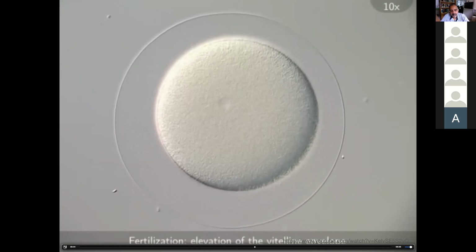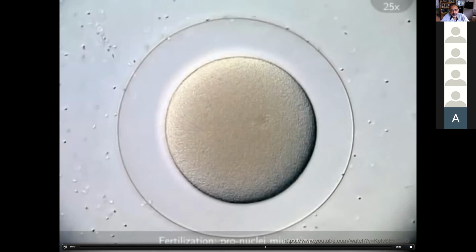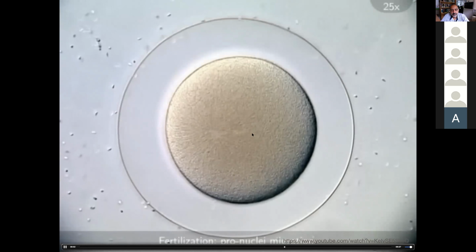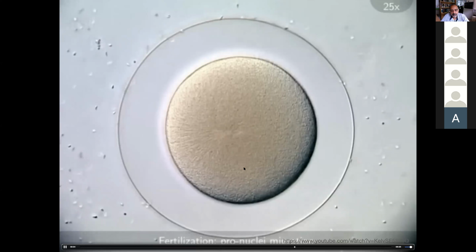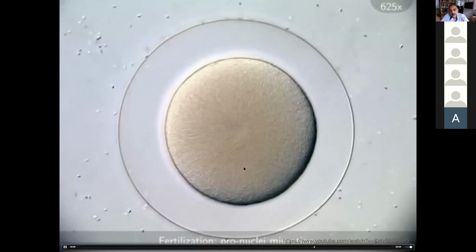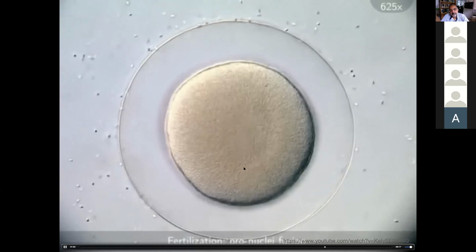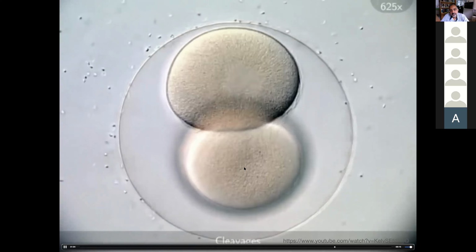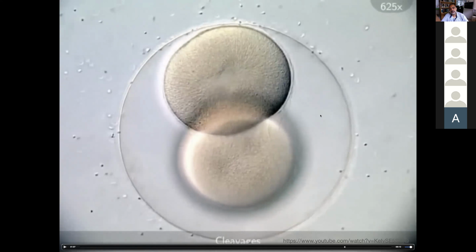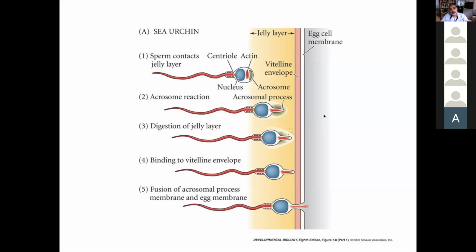The next thing you'll see is the pronuclei here, maternal, paternal, and then they'll fuse. And once they fuse, you'll start to get cleavage. Okay? So let's talk about these events in a little bit more detail. So this is kind of what you saw.